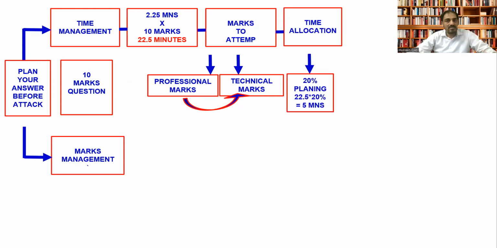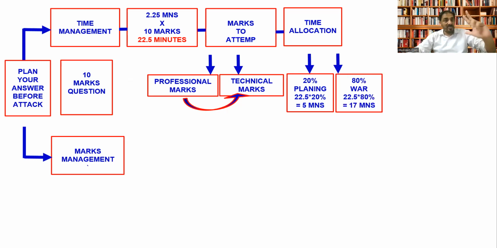So time allocation: 20% for planning. Out of 22.5 minutes, 20% is about 5 minutes to make a good plan. And for the 80%, almost 17 minutes, you have to attempt. Good planning results in a good answer. Now, what about the marks management?